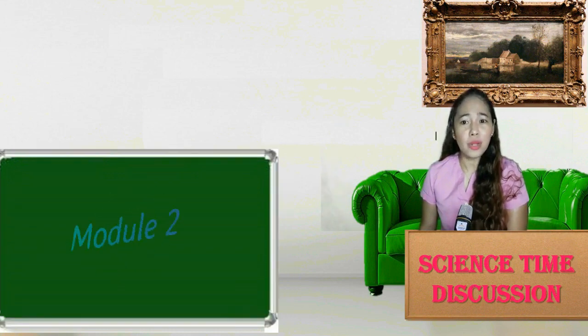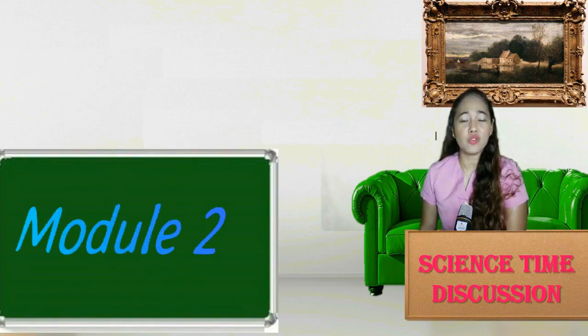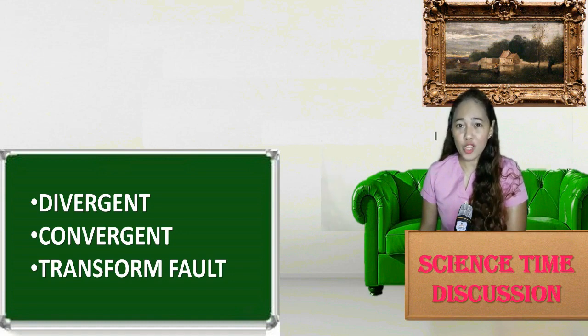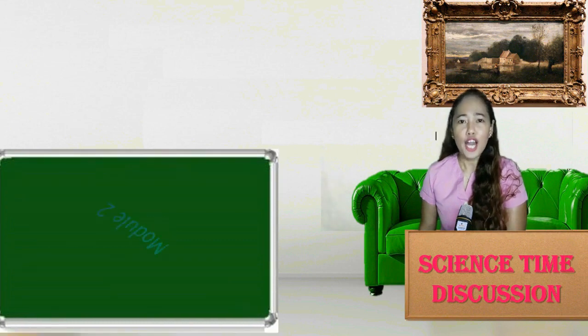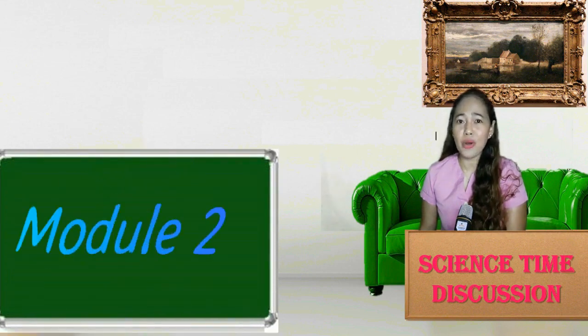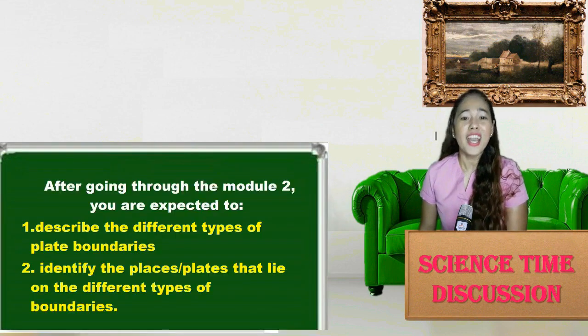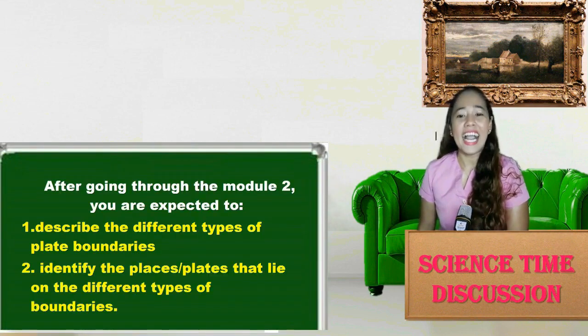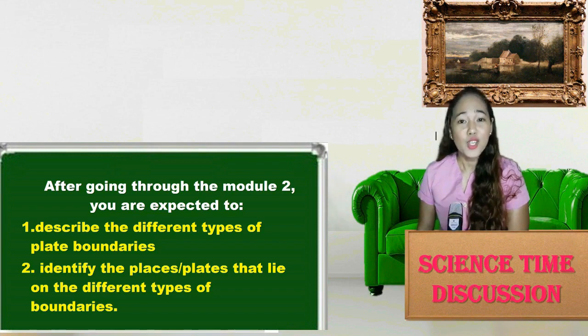This Module 2 will provide you with information and activities that will help you understand plate boundaries, which are divergent, convergent, and transform fault. After going through the Module 2, you are expected to first, describe the different types of plate boundaries. Second, identify the places or plates that lie on the different types of boundaries. So, what are we waiting for? Let's start!